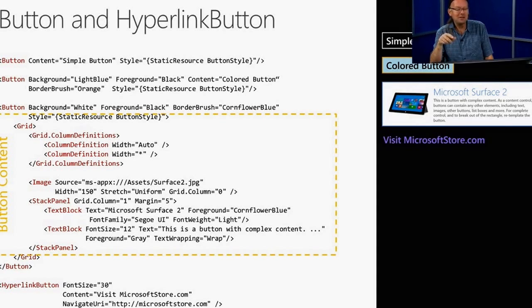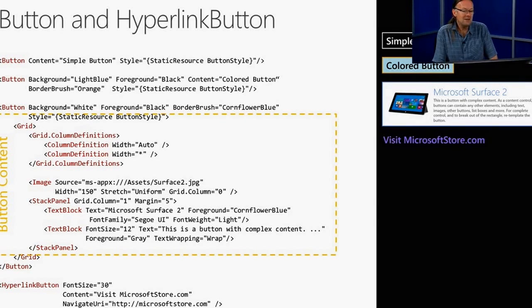But a button at the end of the day is just something that the user can click. That's what a button is. And that Microsoft Surface 2 there is a good example of something that the user can click, which is all defined by that content that's called out by the yellow dashed box in the middle of the slide there.